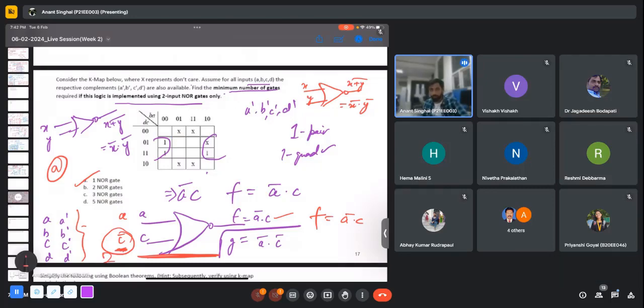Still some are saying option B. So is there any doubt? Why option B? I thought for inverter also I need one more NOR gate. Yeah, I get it. Someone else has written just now option B. Any doubts in option A being the correct option?